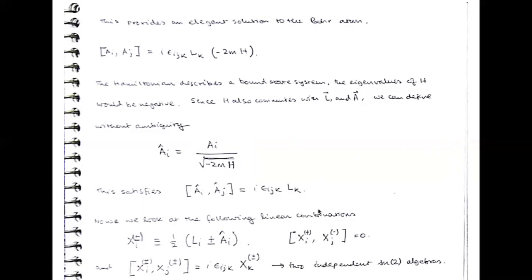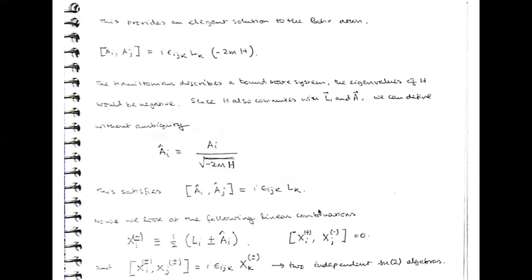And remember that since h is going to commute with both L and A, this is not going to be a problem; we will not have issues with a non-trivial A with H or L with H. So in this redefined way of looking at the A's, these A hats now satisfy the much simpler relation, with AI hat and AJ hat giving I epsilon IJK LK. And we close the algebra as well.